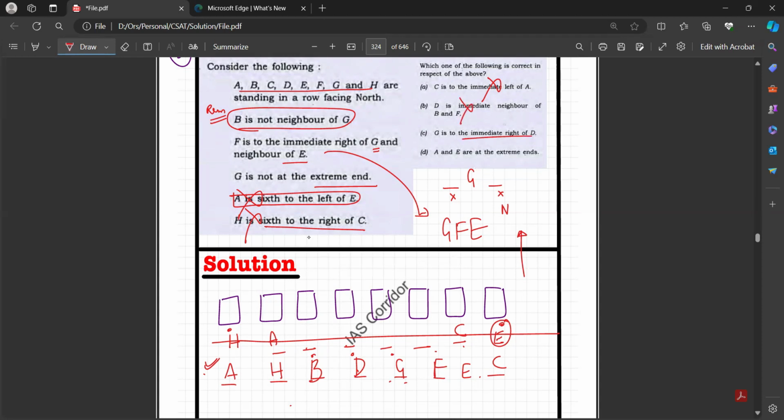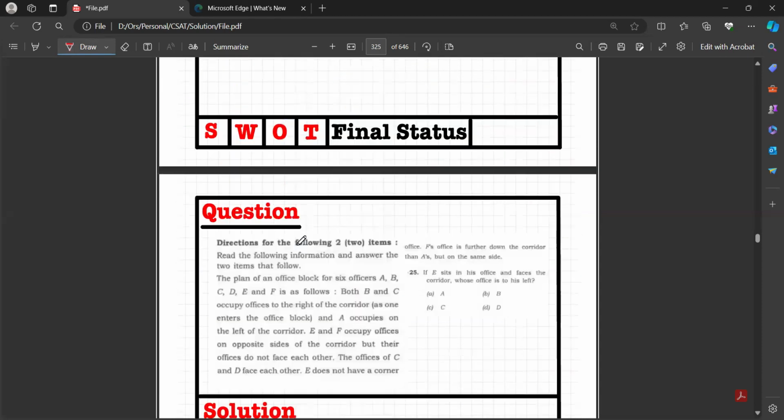B is to the immediate right of D. G is to the immediate right of D. Be very careful. G is to the immediate right of D. हाँ, G is to the immediate right of D. Immediate right में G है. Clear? So this will be the correct answer. C.